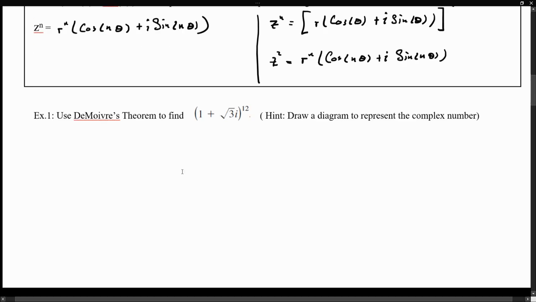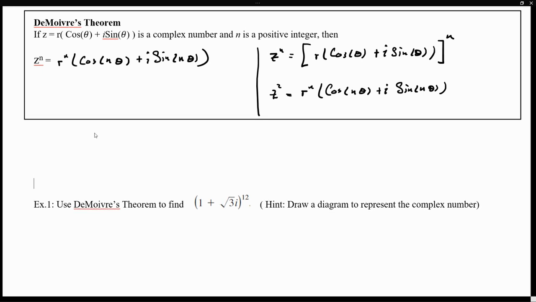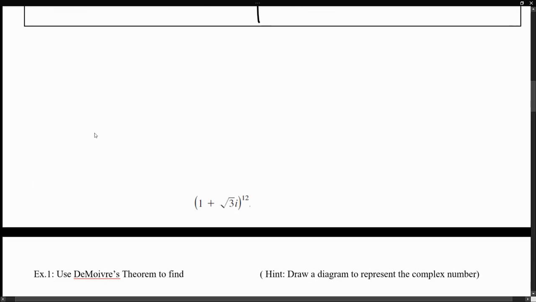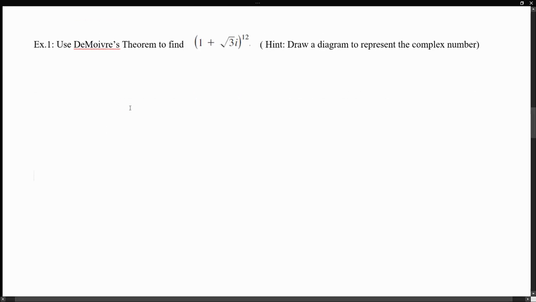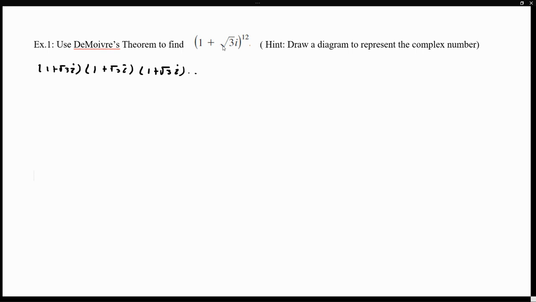But now, why is DeMoivre's theorem so useful? Let's take a look at this example right here. We want to multiply this complex number by itself 12 times. If we don't know DeMoivre's theorem, then you might be tempted to say, well, I'm just going to do it the long way: get this complex number and multiply it by itself 12 times.